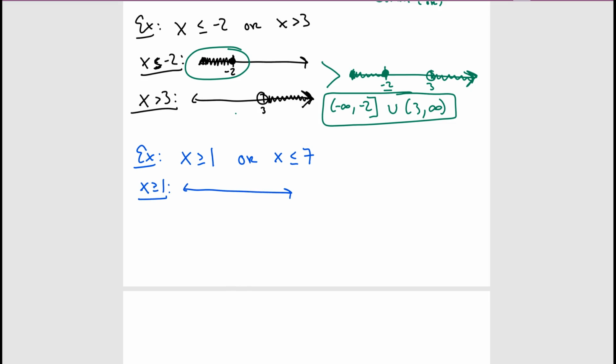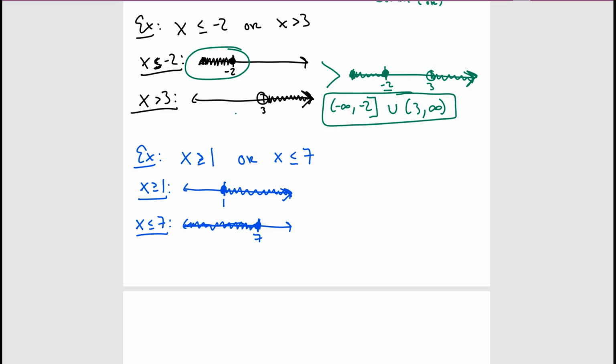So we're going to graph it again. Here is 1. 1 is not included. I'm sorry, it is included. And we're going to do everything that's greater than 1, so that's going to be all of this. Then x is less than or equal to 7. Draw another number line. Here is 7. 7 here is included, and it's going to be everything that's less than that. So all of this part.